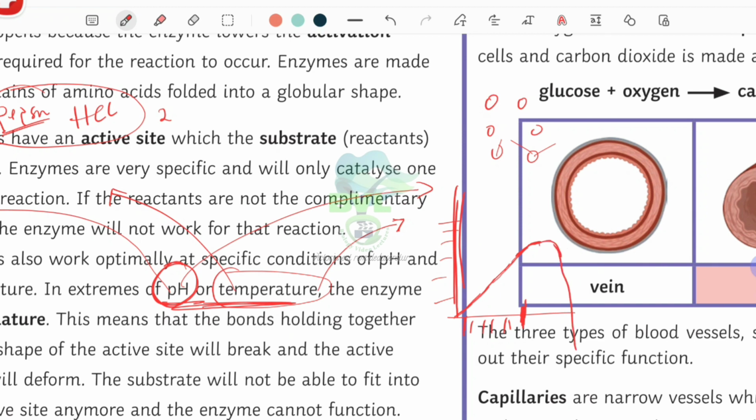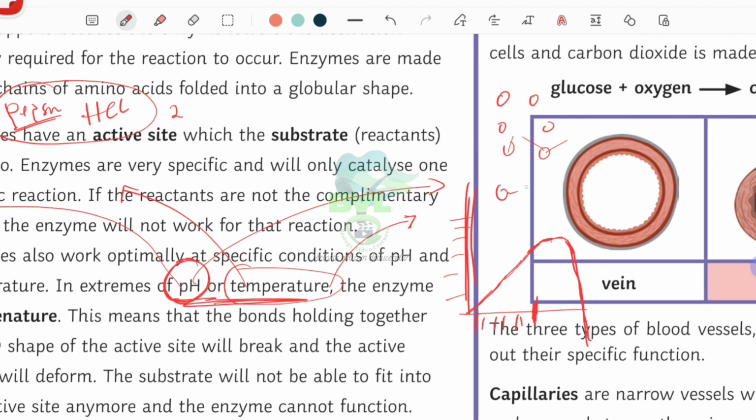Why is it dropping? Because the enzyme becomes denatured, which means it loses its shape, its active site. The increased temperature will break the bonds of the amino acids that hold it, because your enzyme is a protein. The protein is made up of amino acids, so the bonds will be broken.